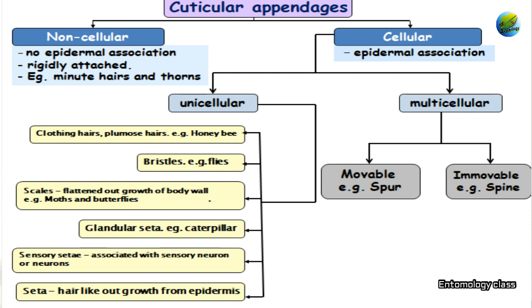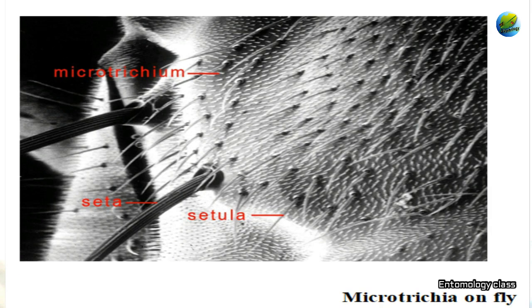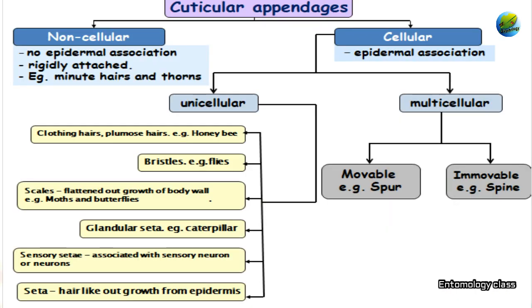Examples for the non-cellular cuticular appendages are the minute hairs and thorns. Minute hairs are otherwise known as the microtrachea. If we see the cellular cuticular appendages, they possess the epidermal association, which means they can move. In the cellular cuticular appendages also there are two kinds, unicellular and multicellular. Unicellular cuticular appendages are made by single cells.